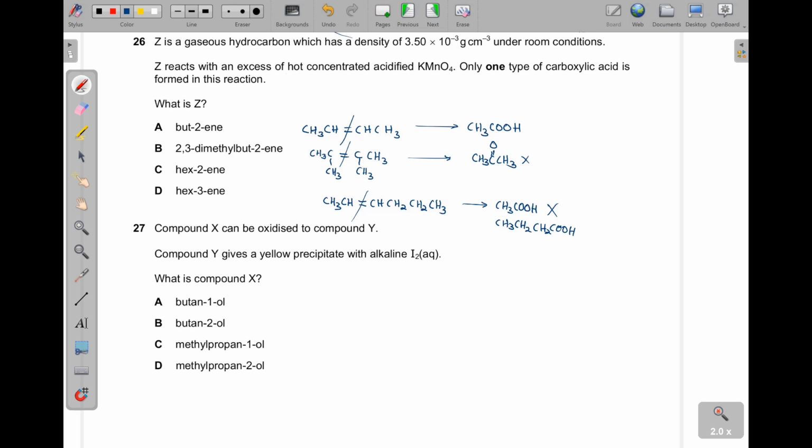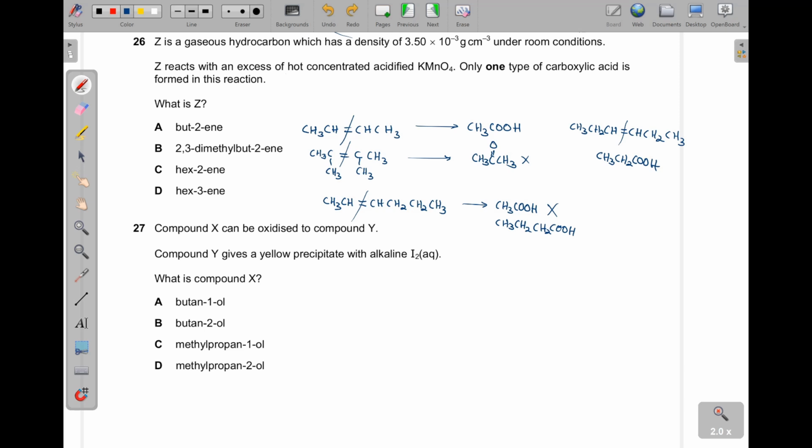But then when we check D, it is CH3, CH2, CH, double bond, CH, then CH2, CH3. This one is symmetrical, just like but-2-ene. That means when we break this one here and then we oxidize, we are going to get one carboxylic acid, which is propanoic acid. Okay, so our answer has to be A or D, but which one is it?